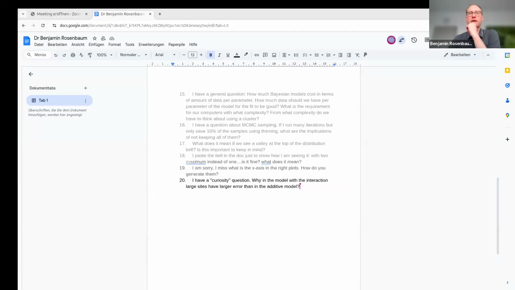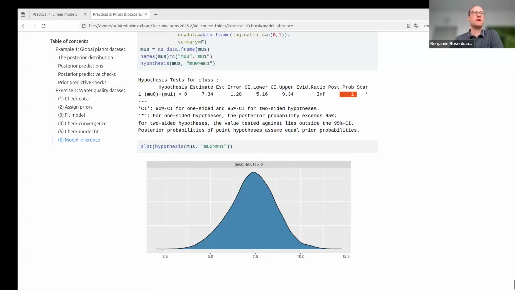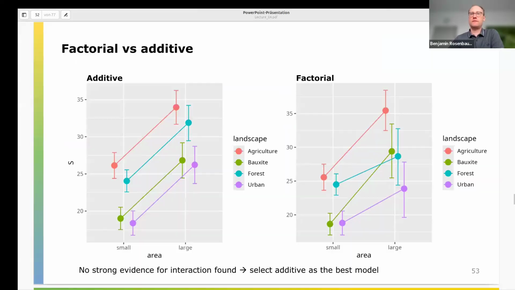Okay, let me see if I can answer this. Why does the model with the interaction have a larger error at some sites than the additive model? Okay, yeah. So here some of them have a higher uncertainty than the other one. On the right-hand side, you see some high uncertainty, for instance, the urban and the large sites. However, it has less uncertainty in the additive model.